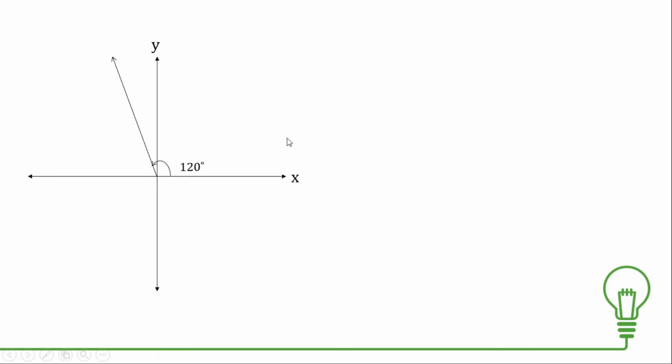angles in standard position. Okay, so what do we mean by angles in standard position? If we have our Cartesian coordinate system, let's say for example we have an angle which measures 120 degrees. This angle is said to be in its standard position if its initial side coincides with the positive x-axis. Okay, so that is the meaning of an angle in its standard position.